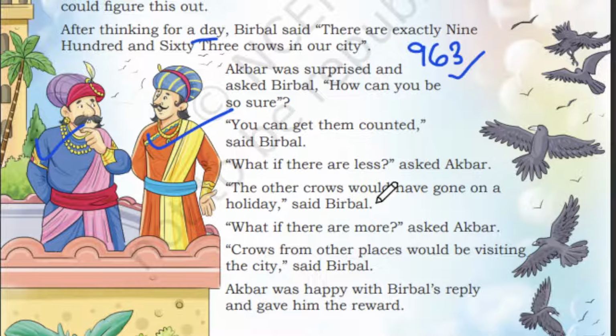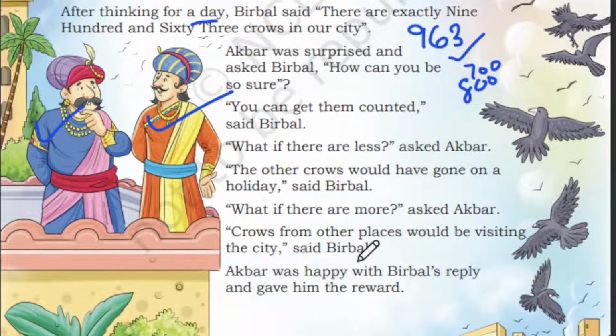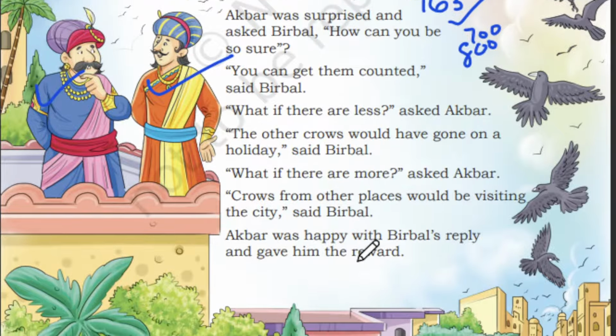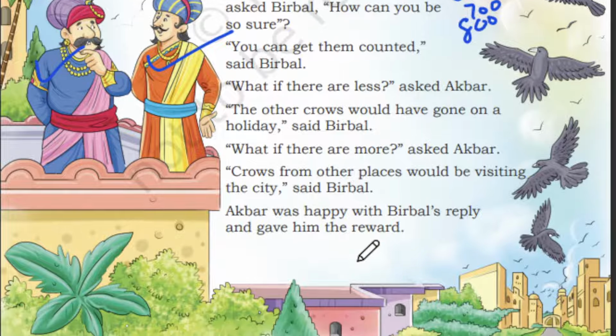Now Akbar is asking, what if there are less? It is not 963. What if it is less, like 800 or 700 or 500? Birbal replied, he is very clever, right? So what did he reply? The other crows would have gone on a holiday. So Birbal said, yeah, if the birds are less, they would have gone on a holiday.